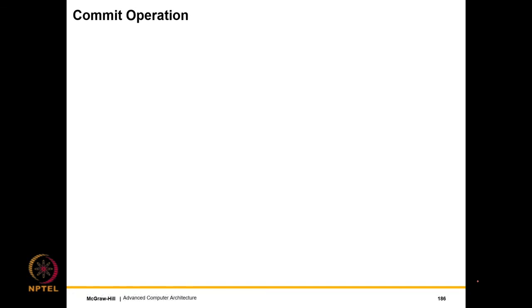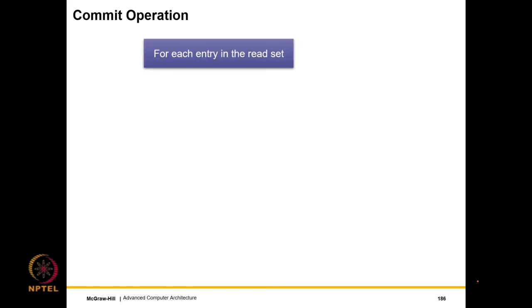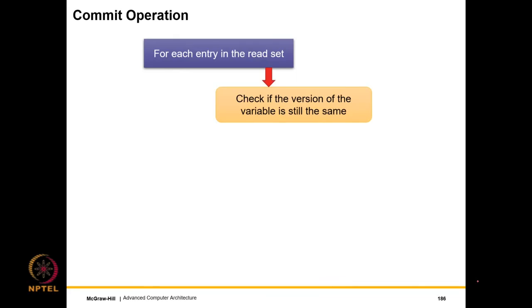Now let's come to the more complex commit operation. Here, for each entry in the read set, we check if the version of the variable is still the same. What you will see later on in the same slide is that after we commit, we increment the version of every variable. So this will basically tell us, from the time that we read the variable till the commit point, has any write come in between or not. If a write has come in between, then of course there is a case for an abort.